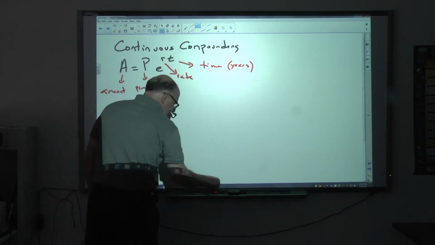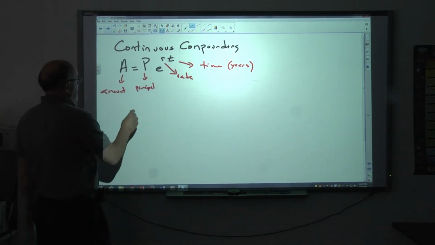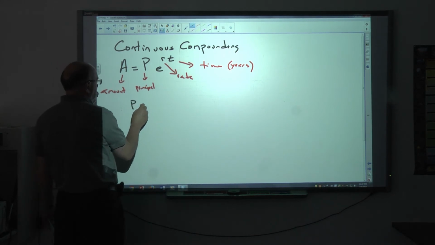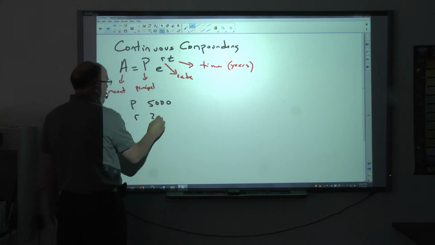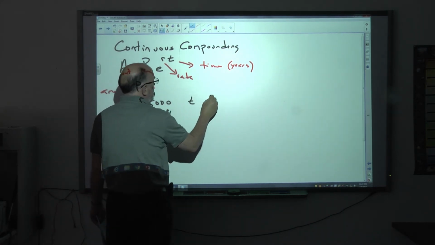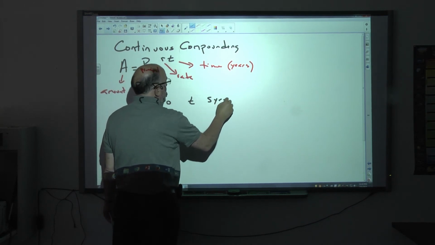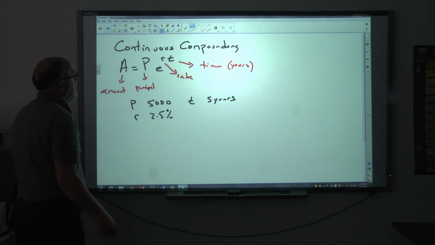So, for example, let's say we now did like the question we had earlier, and we did that P was $5,000, R was 2.5%, and T was 5 years. How much money now would you have in the account if you did continuous compounding?